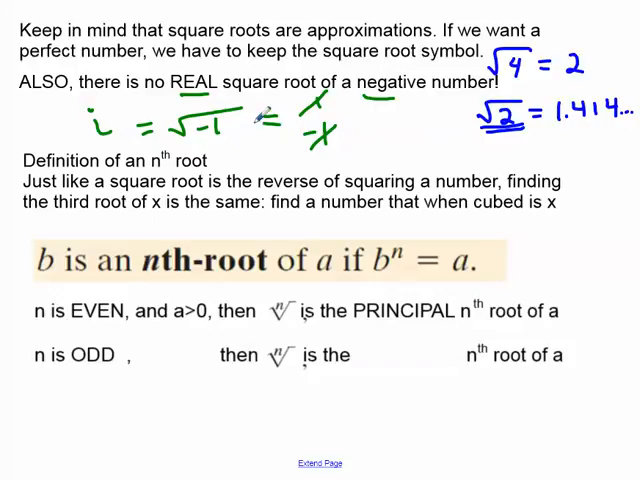So if we generalize, like I said, we can also generalize to an nth root. We usually talk about square roots, and that unwritten number in here is a 2.